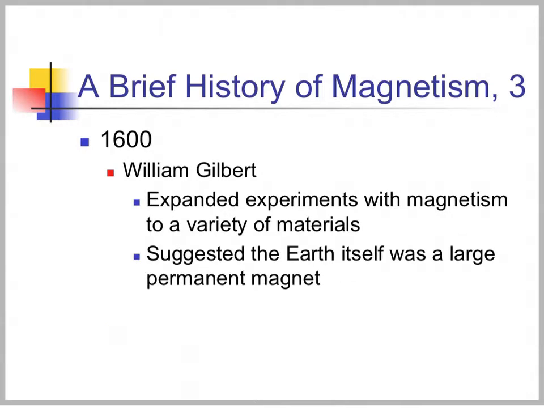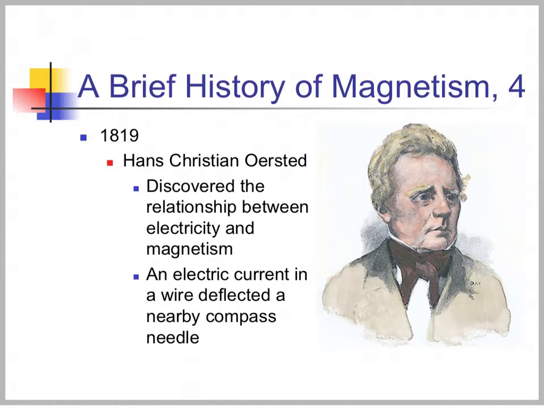In 1600, William Gilbert expanded experiments with magnetism to a variety of different materials, and he was the first to suggest that Earth itself was a large permanent magnet. And then in 1819, Hans Christian Ørsted discovered the relationship between electricity and magnetism. Essentially, he found that an electric current in a wire deflected a nearby compass needle. So this is the beginning of our look at how electricity and magnetism were related to each other.